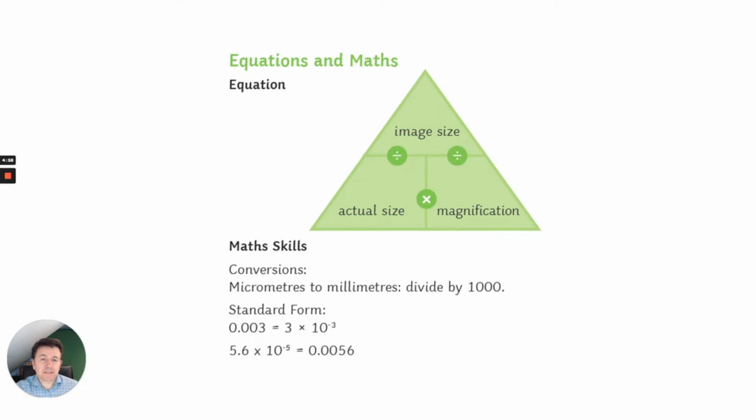You will be expected to do some calculations. What I've got here is what I call the I AM triangle. This is a very good way to remember how to do the different equations. For example, if you wanted to find the actual size of an image, what you would do is measure the image size and divide it by the magnification. Some useful things here, conversions: micrometers into millimeters, you can divide by 1,000. If you want to convert millimeters into micrometers, you times it by 1,000. And you'll also need to know a bit about standard form.